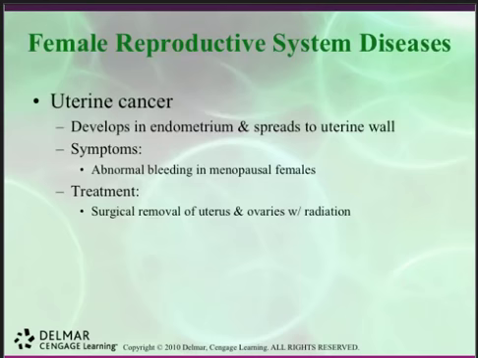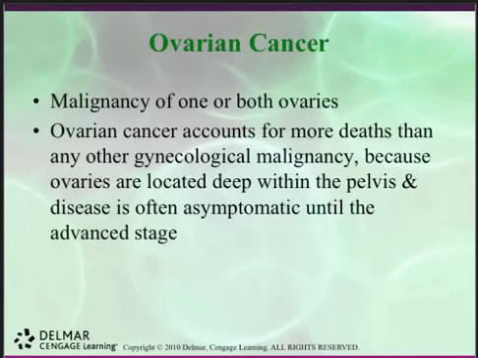Okay, uterine cancer develops in the endometrium and it spreads to the uterine wall. The symptoms include abnormal bleeding in menopausal females, and the treatments include surgical removal of the uterus and ovaries with radiation. It can be a malignancy in one or both ovaries, so it can be bilateral or it can present in only one of the organs.